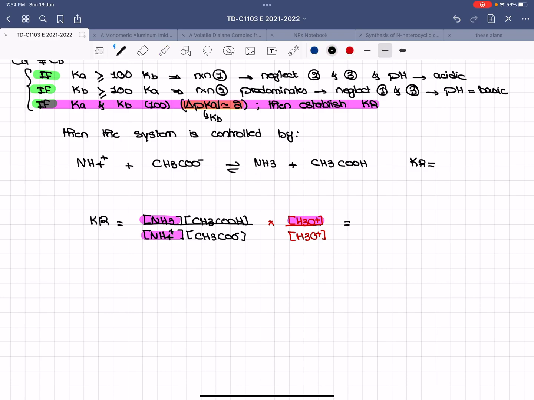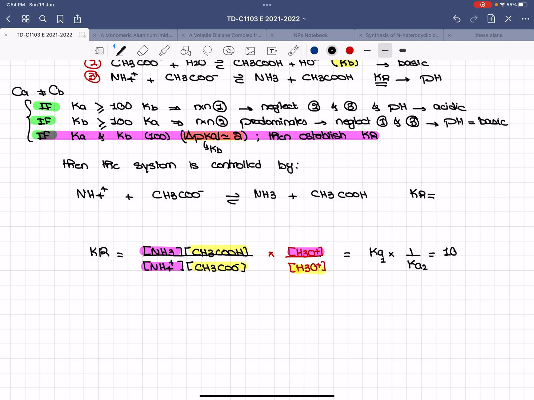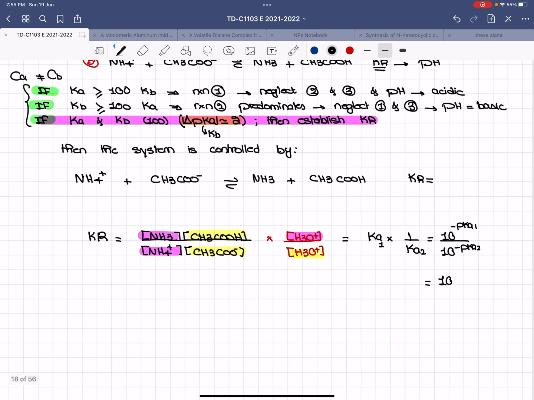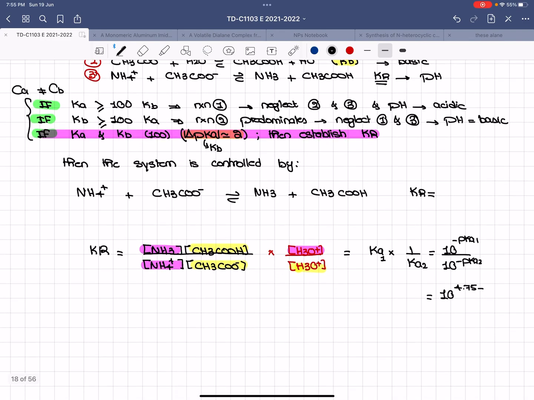We named the NH4+ couple 1, true? Yes. So this is Ka1 times CH3COOH divided by the conjugate and H3O+. This is 1 over Ka2. So it is basically Ka1 divided by Ka2. So it's 10 to the negative pKa1 divided by 10 to the negative pKa2. So it is 10 to the power pKa2 minus pKa1, which one is pKa2? This one, 4.75 minus pKa1, which is 9.25.